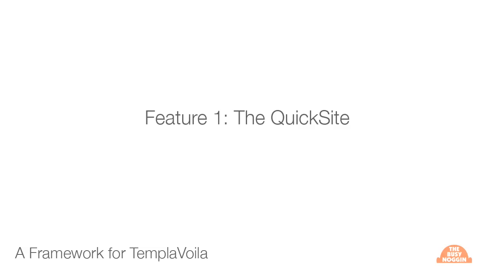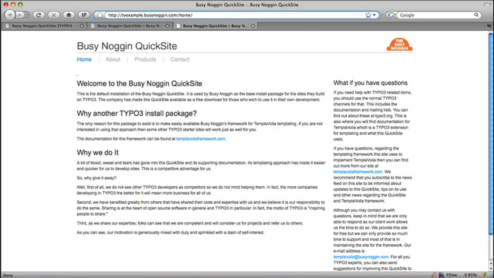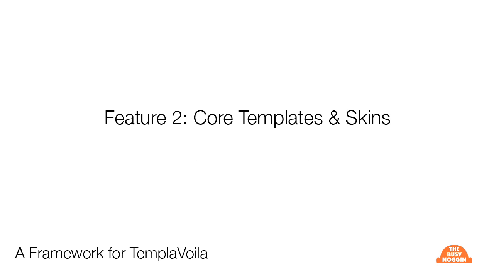Let's look at some of the key features of the framework. The Busy Noggin QuickSite is a Typo3 installation that uses this framework. The QuickSite provides a working wireframe out of the box. All you need to do is produce a new skin that reflects your final site design. This brings us to the core templates and skins.